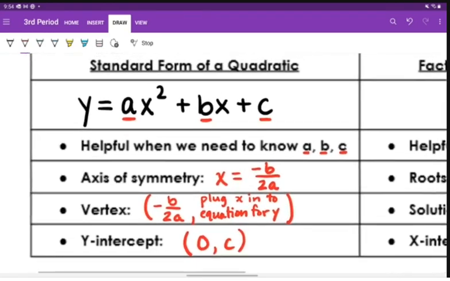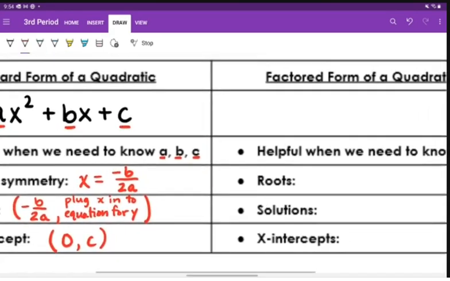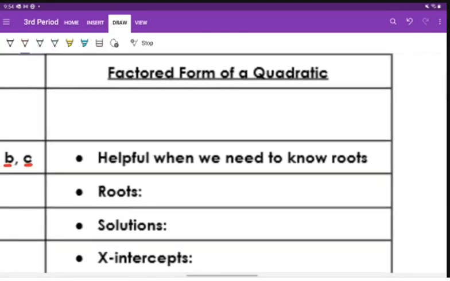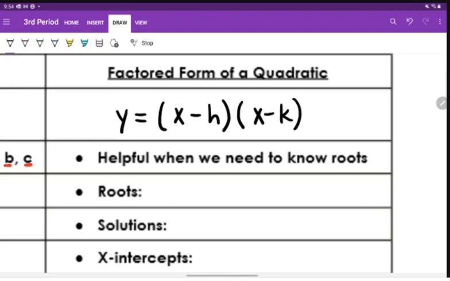And we talked about those before spring break, but for these, we want to use a different form of a quadratic function. So write this down. The factored form of a quadratic equation looks like this. y equals parentheses x minus h, close parentheses, and then a new set of parentheses, x minus k, close parentheses. The parentheses are very important. You need those there.